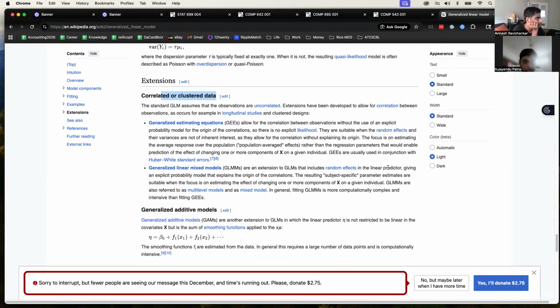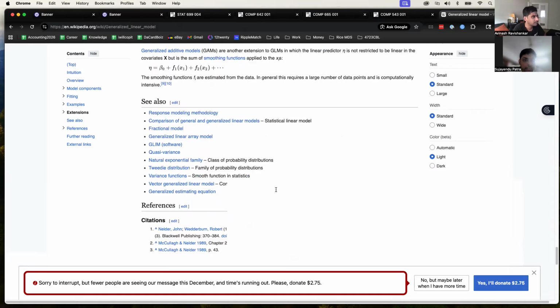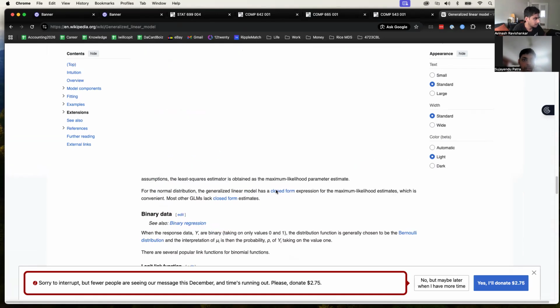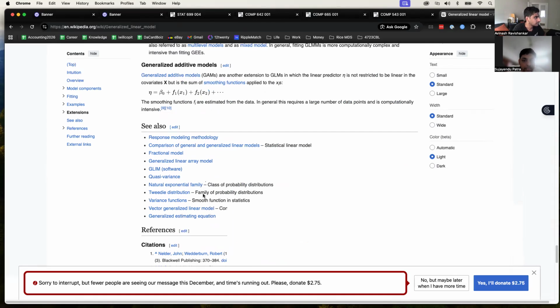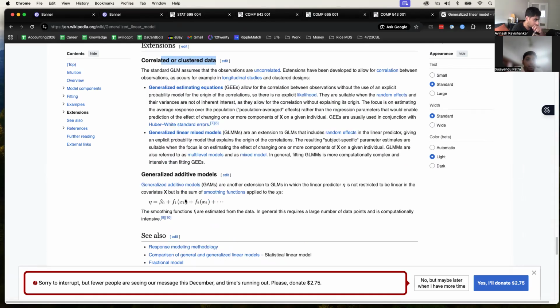I don't know much about this one. Okay, interesting. At least I don't recall the name. GLMMs. Okay, maybe we'll see that. And then there is something called a generalized additive model, where you have multiple functions and all that. Oh geez. Okay.